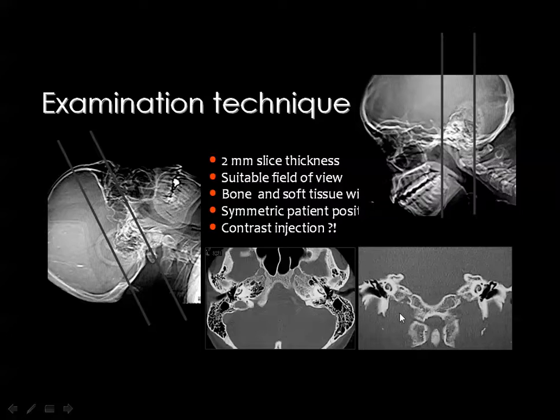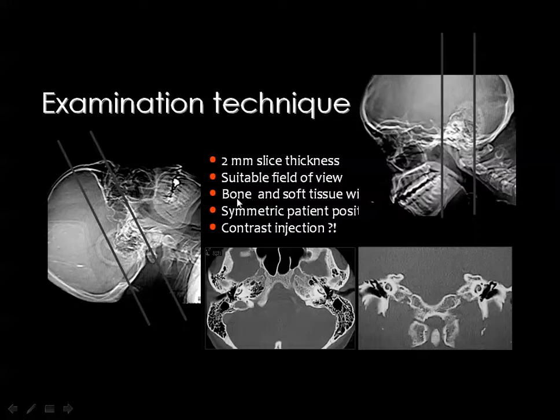The scanning intervals should be at 2 millimeter size interval, and we select a suitable field of view so that we can include both Petrous bones in the most magnified situation. Don't include the whole skull because you need only to see this part of the Petrous bone. And also in the coronal plane, we focus accurately on the side of the Petrous bone.